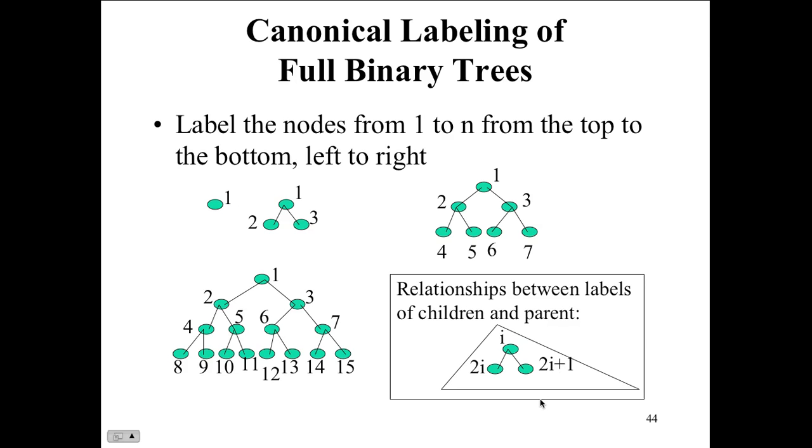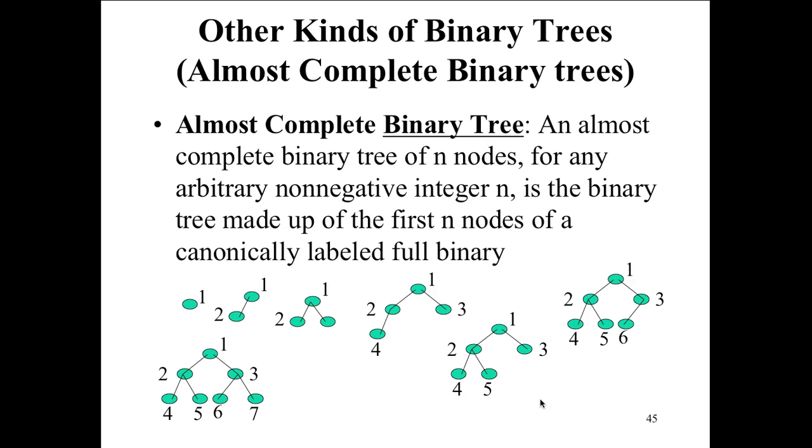If we keep that logic in mind when we write the algorithm to read it, we know the order, essentially, of the labeling. So we have an almost complete binary tree example here. An almost complete binary tree of n nodes, for any arbitrary non-negative integer n, is a binary tree made up of the first n nodes of a labeled full binary tree. As an example, these would be incomplete. They're not, well, they're complete binary trees if labeled correctly.